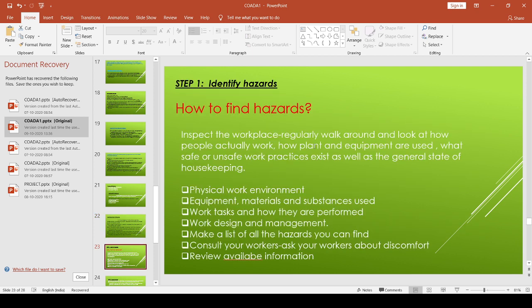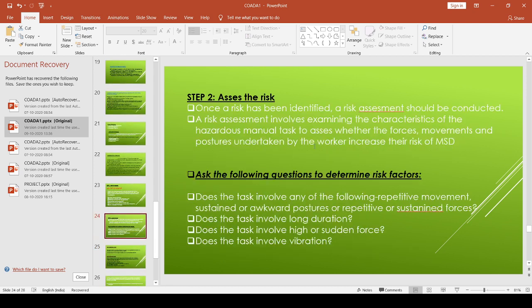How to find hazards? Inspect the workplace, regularly walk around and look at how people actually work, how plant and equipment are used, what safe and unsafe work practices exist, as well as the general state of housekeeping. These are the few things we have to identify: physical work environment, equipment, materials and substances used, work tasks and how they are performed, work design and management. Make a list of all the hazards we can find. Consult your workers, ask your workers about discomforts, review available information.